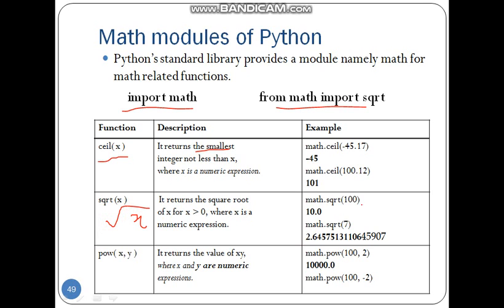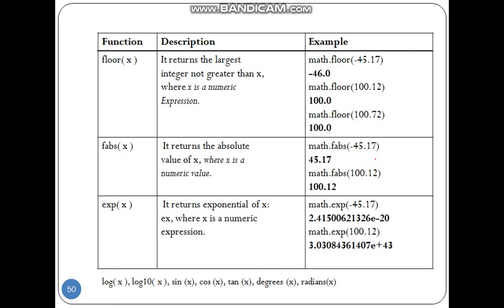This is simple, just like in maths. Square root of 100 is 10. Now pow, x raised to y form. 100 raised to 2, that is 10,000. So x raised to y form can be returned by pow.